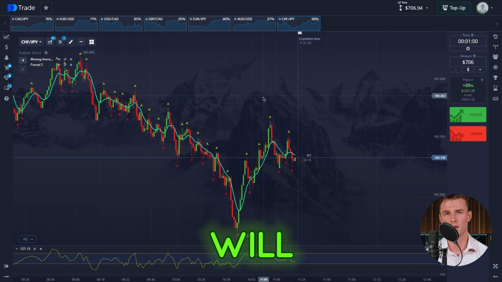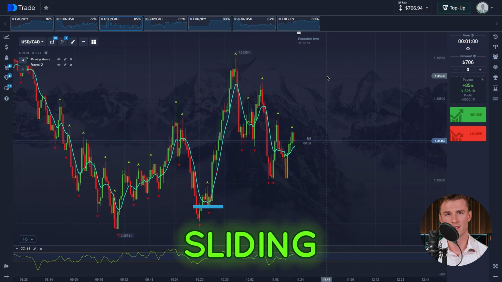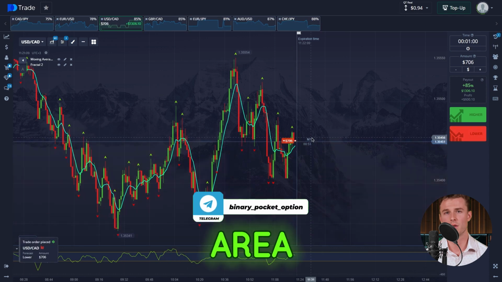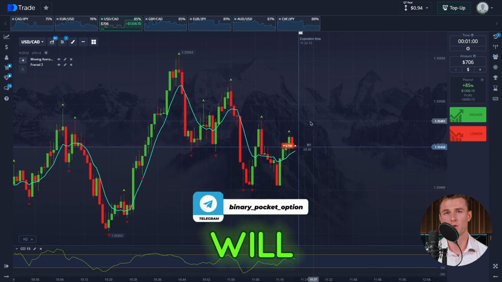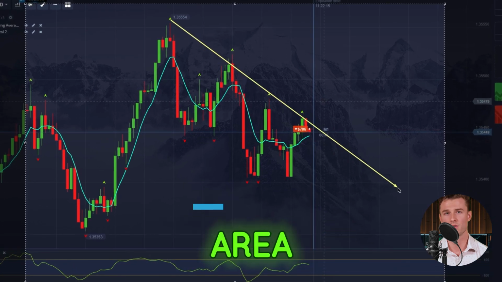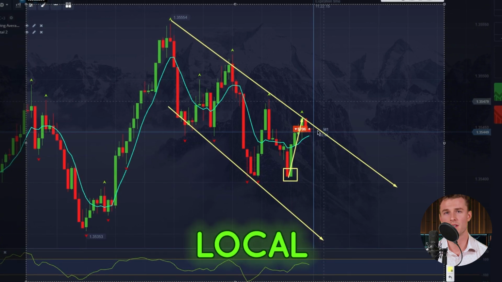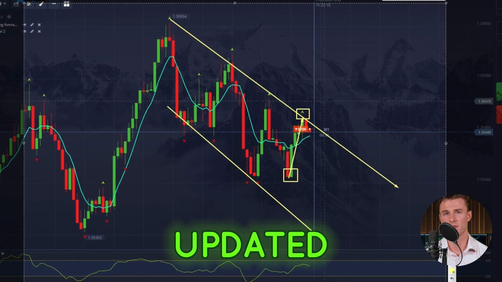And here we will open a down trade in the direction of the trend. We pay special attention to the oscillator. We can see how it's sliding, crossed the overbought area. So we will wait for the crossing of the oversold area. At this point, after the price pullback, the local maximum on the fractal was updated.